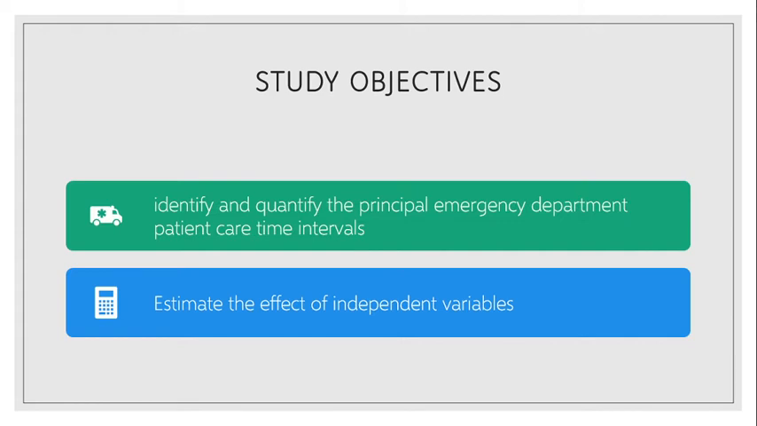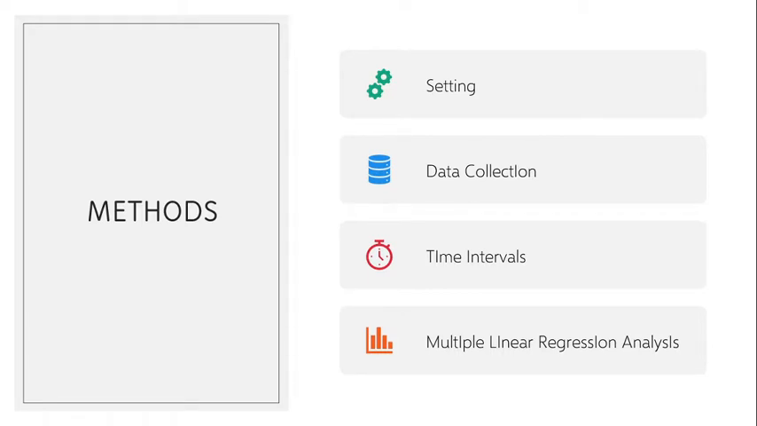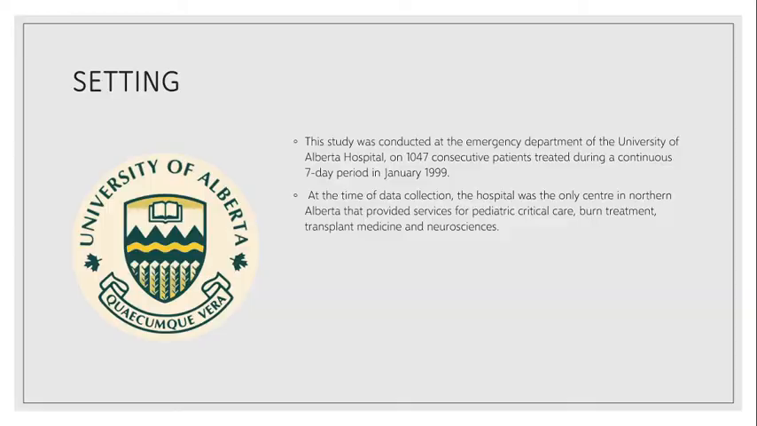in different triage levels. So here we can have a look at the methods, and I will go into each segment later throughout this presentation to explain it a little bit more. But briefly, how this study was done is investigators reviewed the records of 1,047 patients treated during a continuous 7-day period in January 1999. Key data were recorded including patient characteristics, emergency process times, tests performed, consultations, and overall emergency department length of stay. Process times were determined and multiple regression analysis was performed to determine which factors were most strongly associated with prolonged length of stay.